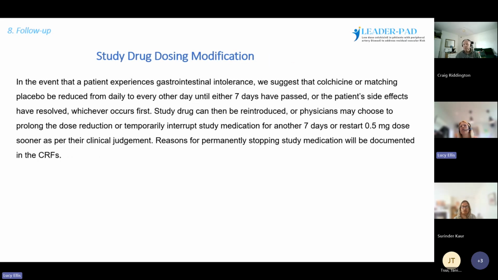In terms of drug dosing modification, if a patient does experience any GI intolerance during the trial, the protocol recommends that the study medication is reduced from daily to every other day until 7 days have passed or the patient's side effects have resolved, whichever occurs first. It can then be reintroduced, or study doctors might choose to prolong the dose reduction or temporarily interrupt the medication for a further 7 days. Any reasons for permanently stopping medication obviously do need to be documented in the CRFs.